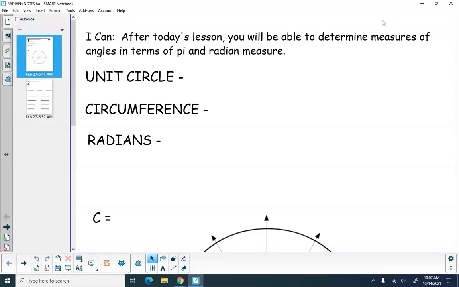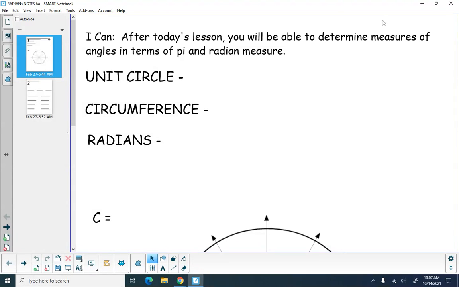When you get to higher level mathematics, degrees start to fall apart. You can't do the calculations in degrees. So we have to take a look at a different way of measuring an angle, and that's going to be the idea of radians. Radians will allow us to deal with angles and do calculations in upper level mathematics.